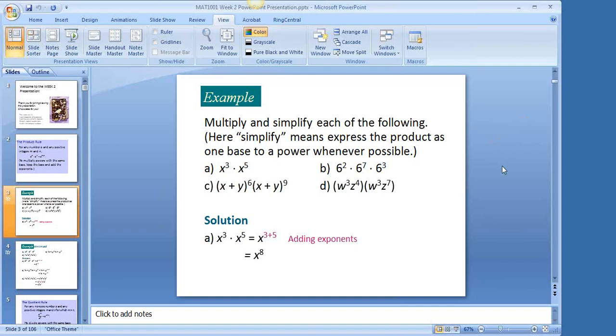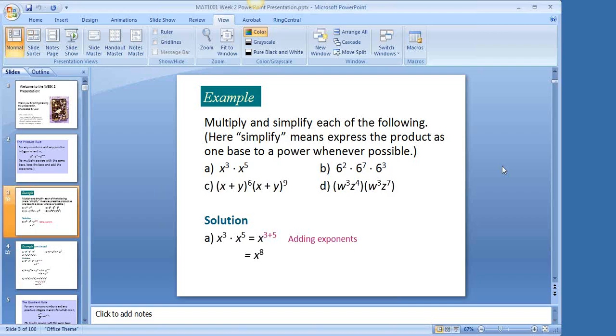So basically, if you have x to the third times x to the fifth, what you want to do is add those exponents. So we would get x to the 8th in that example. The reason we want to add them is because what we have is x to the third, which means x times x times x. And then we have x to the 5th, which is x times x times x times x times x. And altogether we have 8 of those x's.